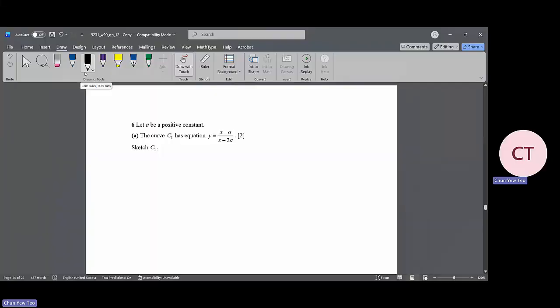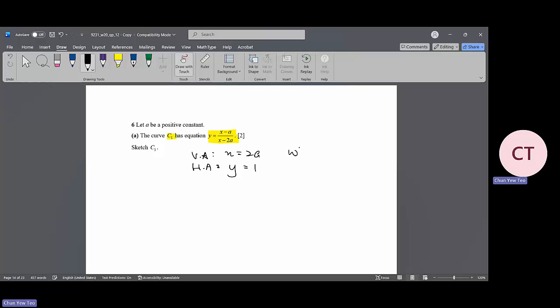Now we take a look at question number 6. We have a curve C1 that has the equation y equals (x minus a) over (x minus 2a). We want to sketch the graph for C1. So for C1 we need to find the vertical asymptote, which is x equals 2a. The horizontal asymptote is y equals 1.